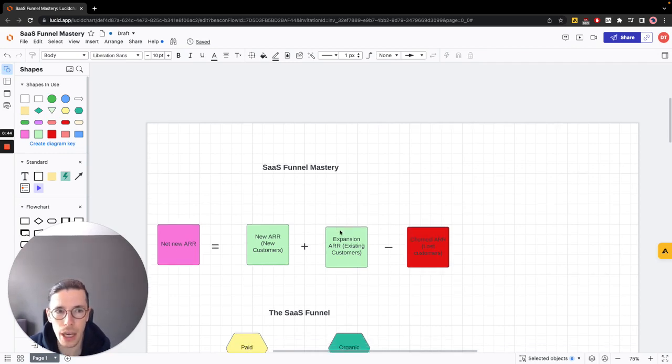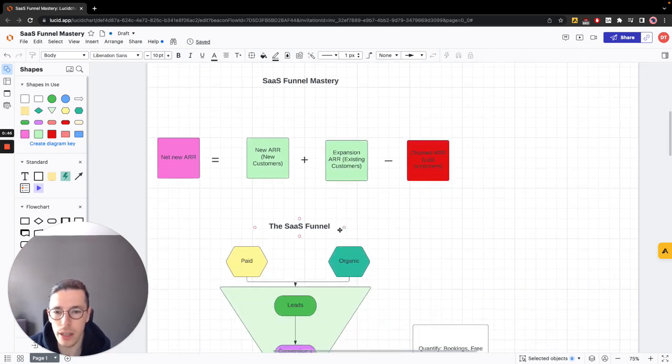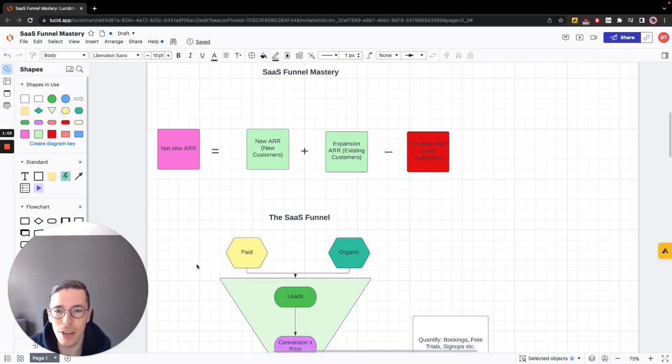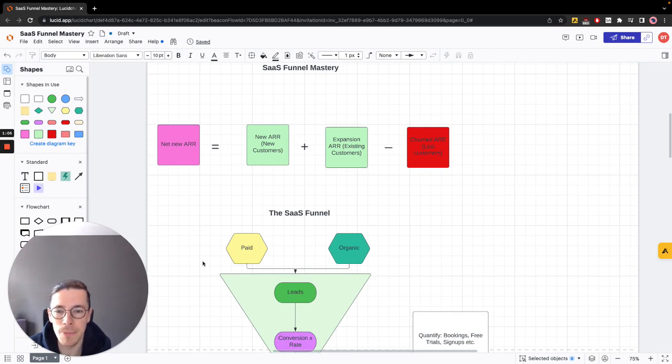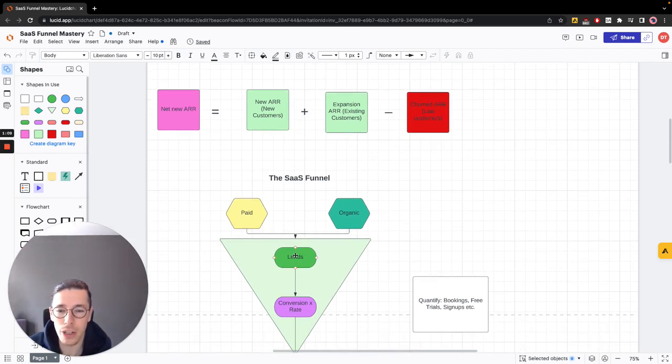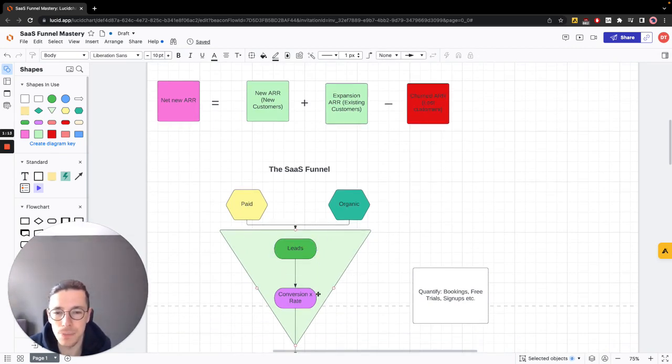So let's look at what the SaaS funnel looks like. There are two ways that we're getting traffic here. We've got organic, which would be your email list, or a big following on LinkedIn, Facebook, wherever you're advertising. And then on the other side, you've got paid, right? So paid would be your Facebook ads, LinkedIn ads, whatever platform you're using for ads at the moment. What you're going to get here is a bunch of leads. So both of these will be funneling leads into your funnel.